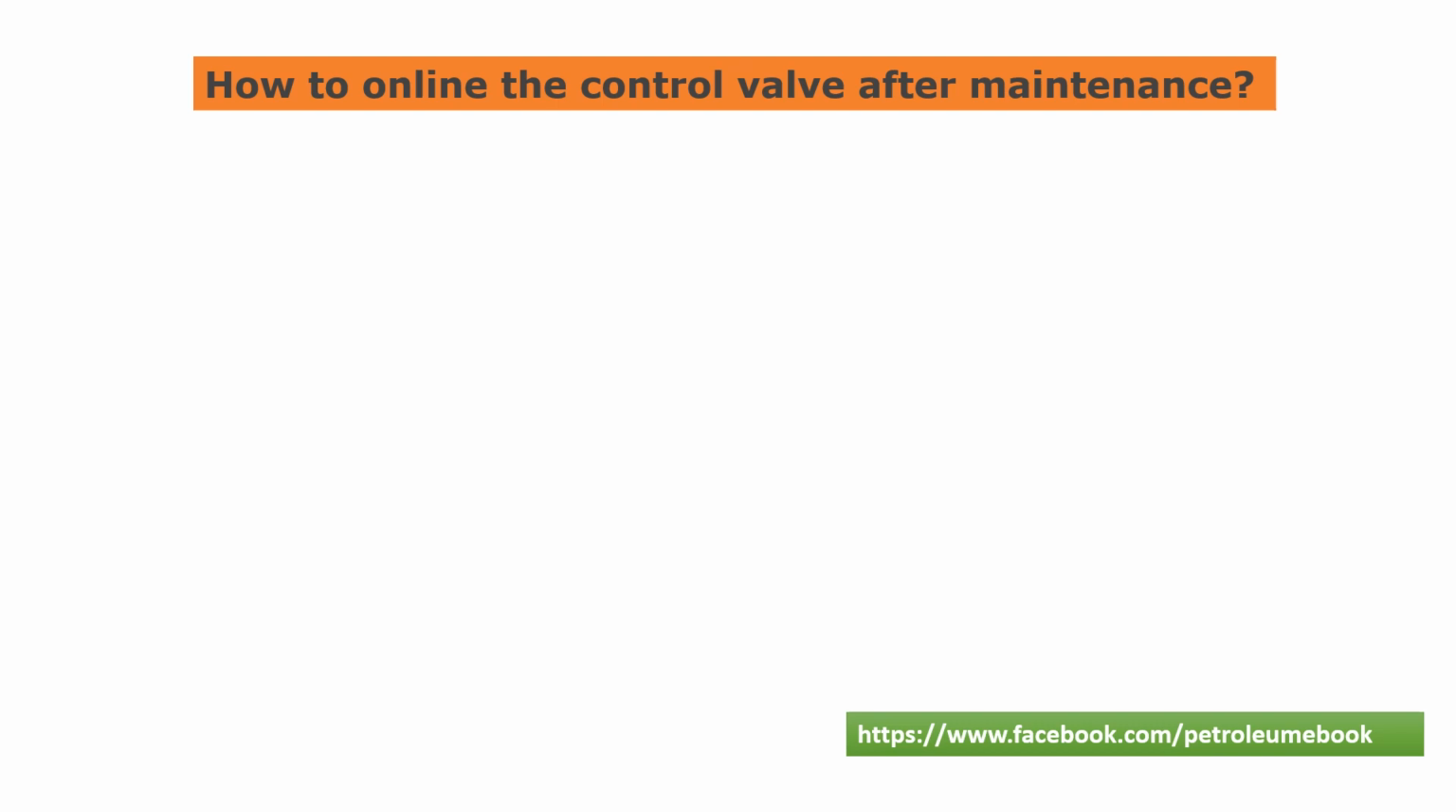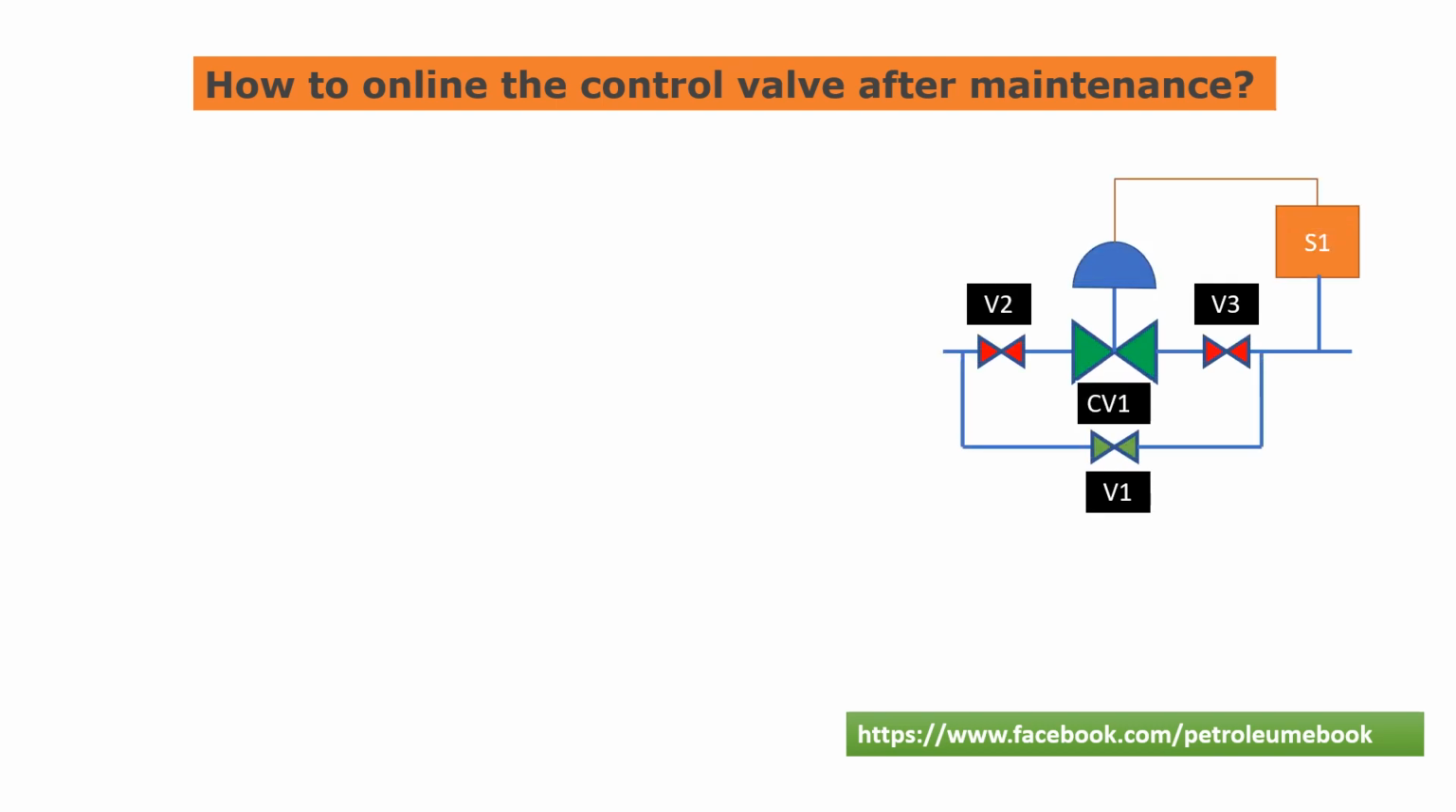After doing maintenance completely for the control valve, we will online it as normal. Today I would like to introduce how to online the control valve after maintenance. For example, we have this system and we need to online the control valve CV1, which is used to control process S1. We will follow these steps.